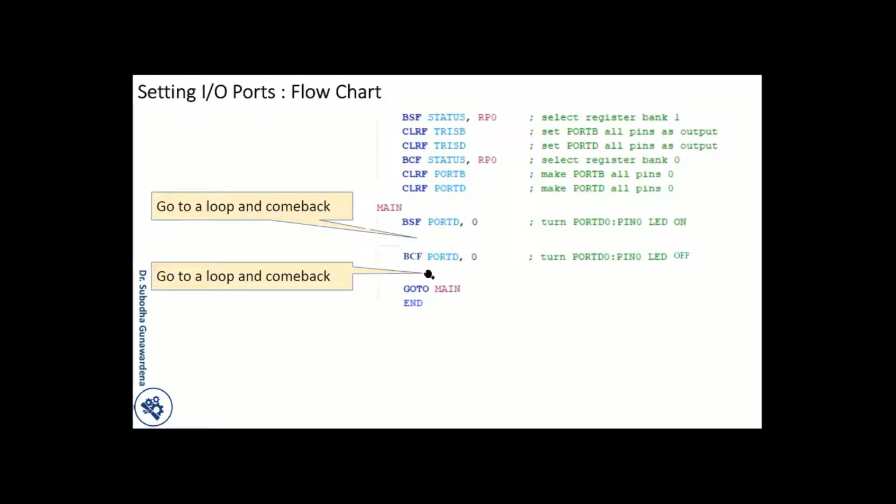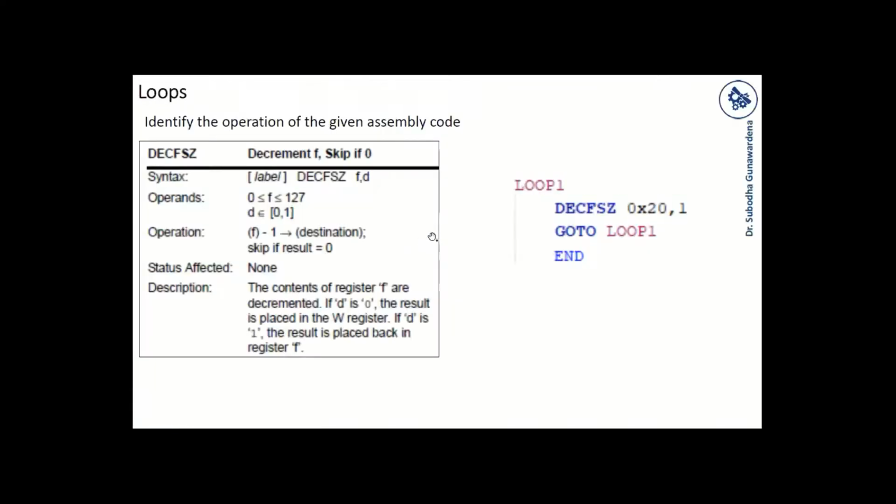We'll see how we are going to implement this loop to create the wait. In order to do that, I'm going to introduce you to the DECFSZ instruction. This instruction means decrement F and skip if zero. That means decrement F, and skip the next instruction if the result is 0. So it would look like this now.